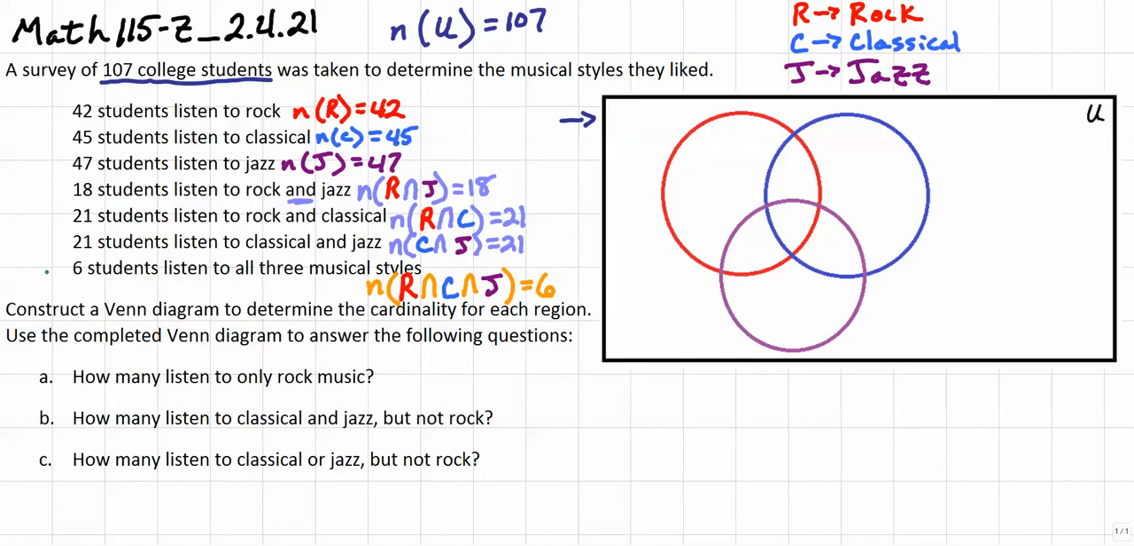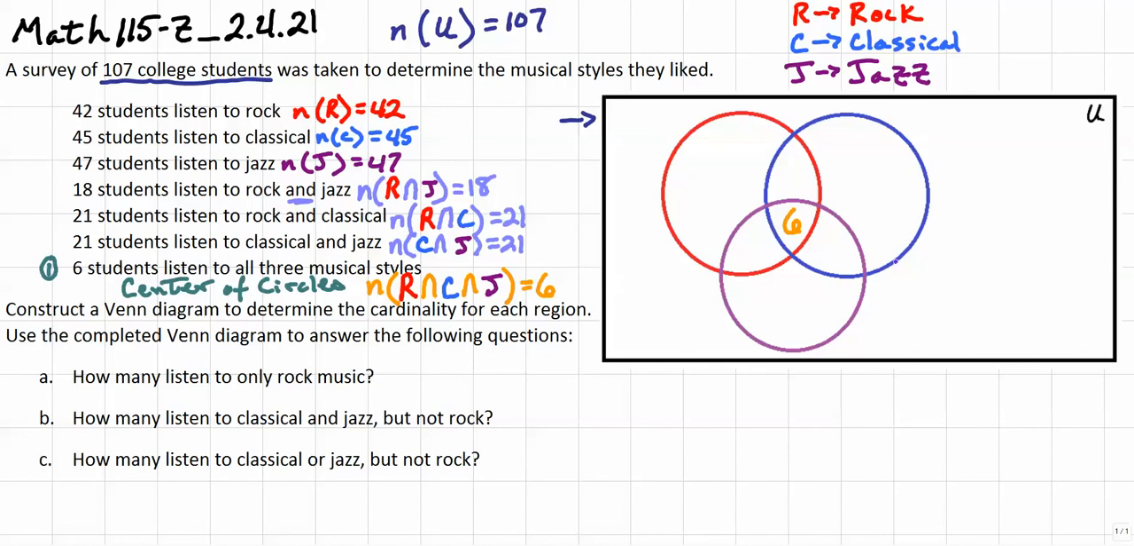And I'm going to suggest that you start at the bottom of this list, which happens to be the very center of the intersection of circles. And that means that I'm going to place 6 right here in the center where all three circles intersect. Then I'm going to move up to the next statement, which is 21 students listen to classical and jazz. Now, as I said, that's the intersection of classical and jazz.